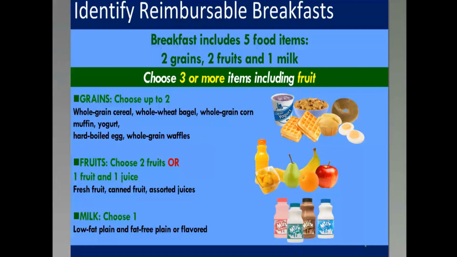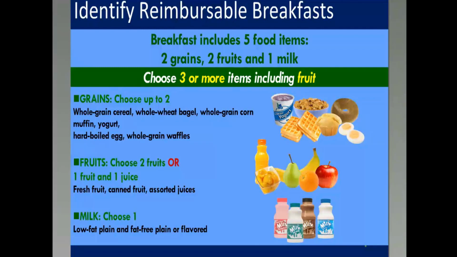Identifying a reimbursable breakfast. Breakfast includes grains, fruits, and your milk. You might tell or indicate with your menu planning that students can choose up to 2, and here is a variety of what they can choose from. Fruits, choosing 2 fruits or 1 fruit and 1 fruit juice, and then choosing their milk.